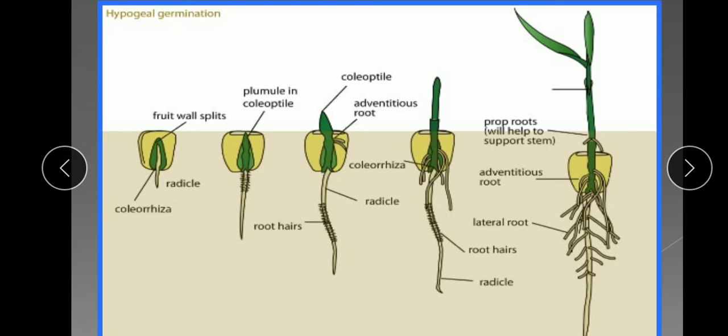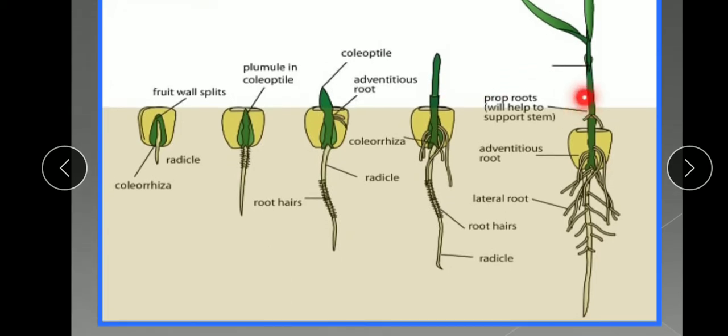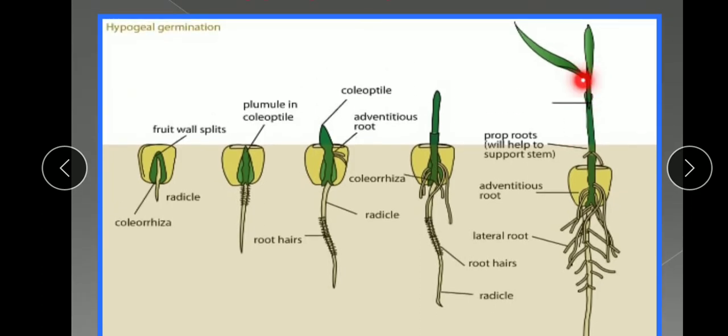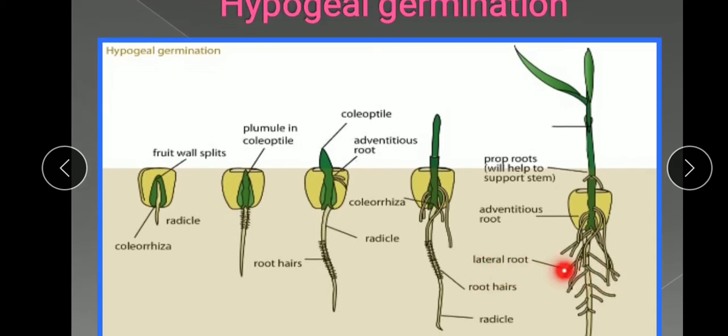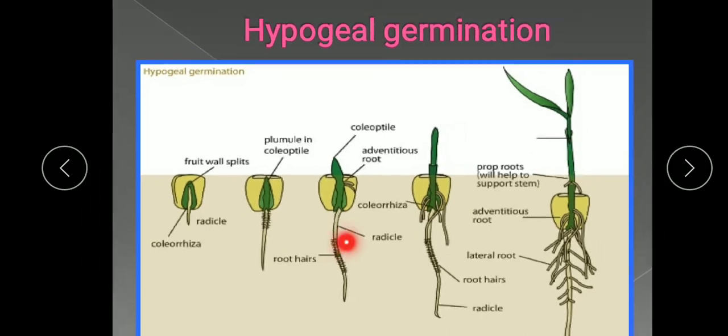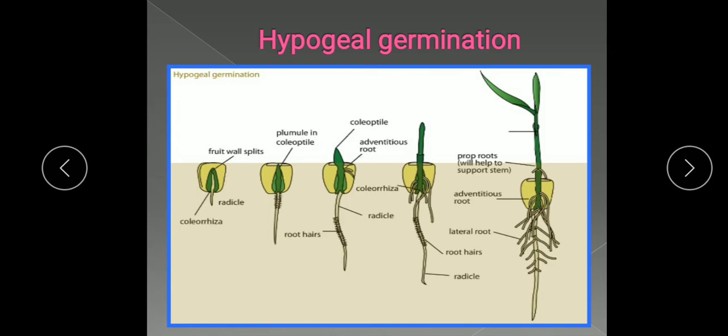Here the cotyledon absorbs food from the endosperm till it is exhausted, and soon more leaves appear in succession, which start synthesizing food for the plant. So understood, children? Further the growth in the root also takes place, root hairs and lateral roots also arise, and adventitious roots are also seen in the maize. In this manner hypogeal germination is completed.